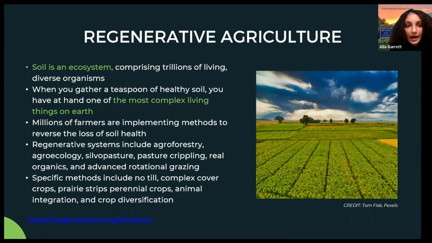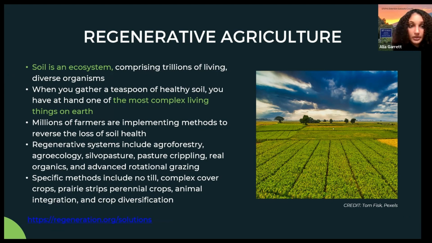So regenerative agriculture. Soil is an ecosystem. It comprises trillions of living, diverse organisms. I recently found this out and thought it was amazing. When you gather a teaspoon of healthy soil, you have at hand one of the most complex living things on earth.